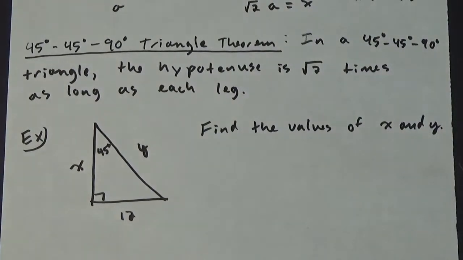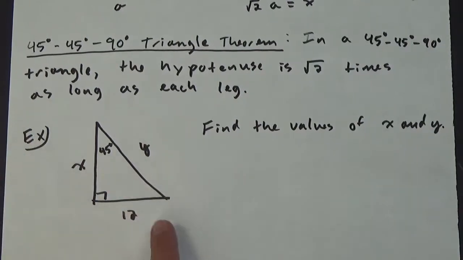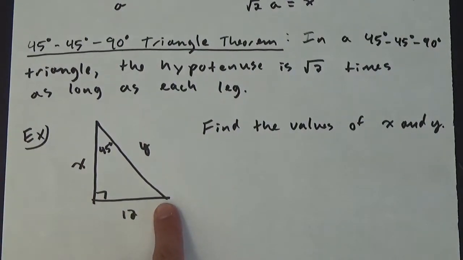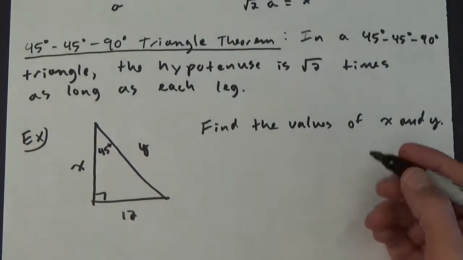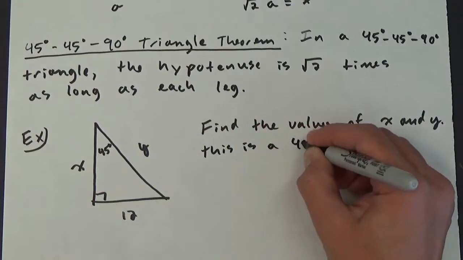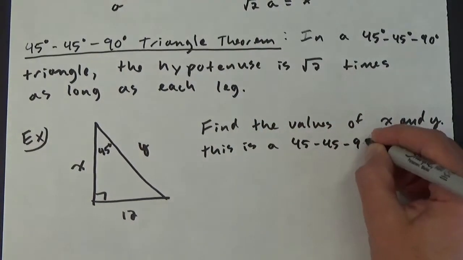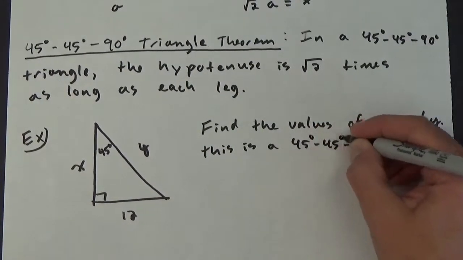Now the first thing we need to do is determine if this is a 45, 90 degree triangle. And in this case it is, because we're given a right angle and one angle that's 45, so the only way this can be a triangle is if this is also a 45 degree. So this is a 45, 90 triangle.